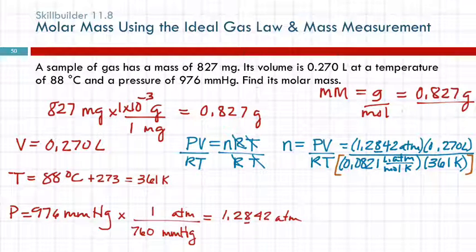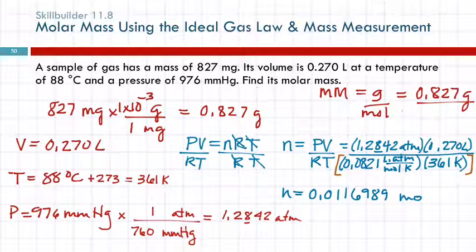So on the calculator, 1.2842 times 0.27 divided by, open parentheses, 0.0821 times 361, close the parentheses, equals. So n is equal to 0.0116989 moles. How many significant figures does that number have?